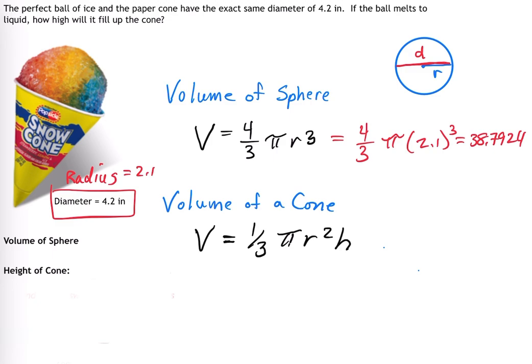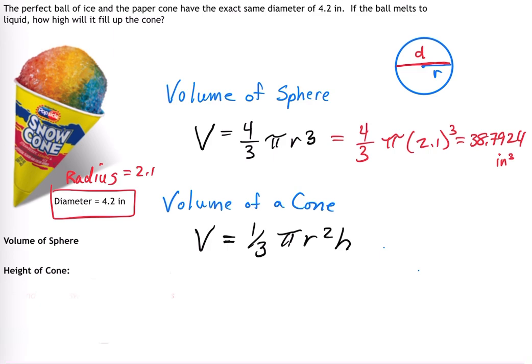38.7924. Now, I also highly recommend that you always use the exact decimal in your calculator until you get to the very last answer, and that's the one you round. So this one exactly comes out to 38.7924, and that'll be inches cubed.